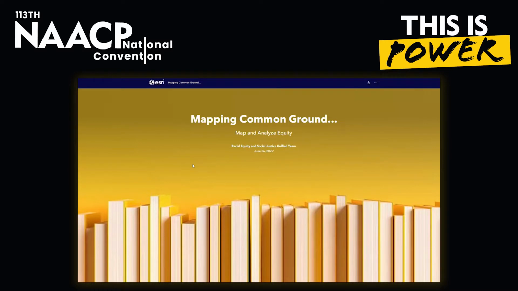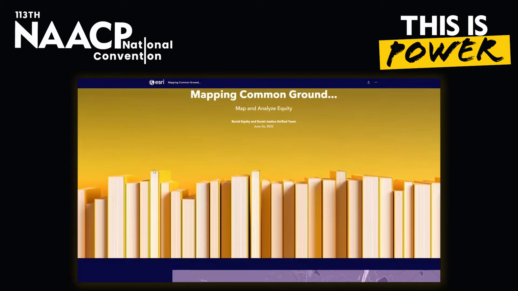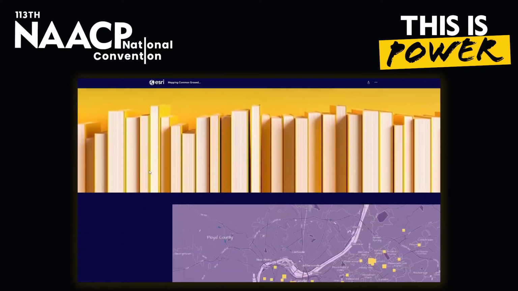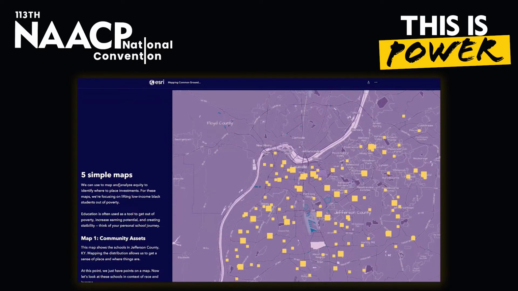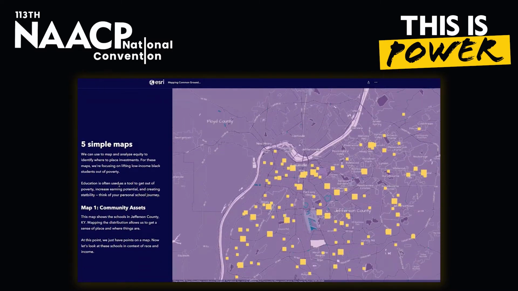I'm really excited to show you how we can take 5 simple maps, analyze them to understand patterns and create a common understanding. Education is often used as a tool to get out of poverty, increase earning potential, and create stability. We can probably think about our own personal journey through school. What we're looking at is a map showing the locations of schools across Jefferson County, Kentucky.